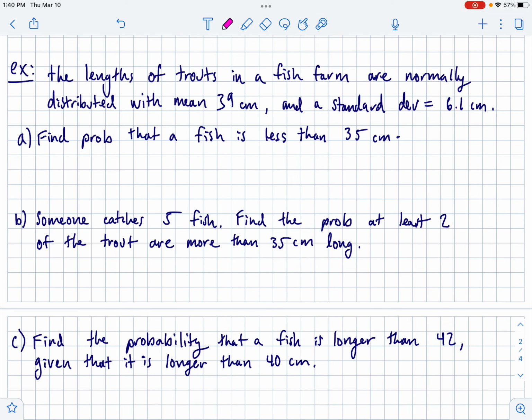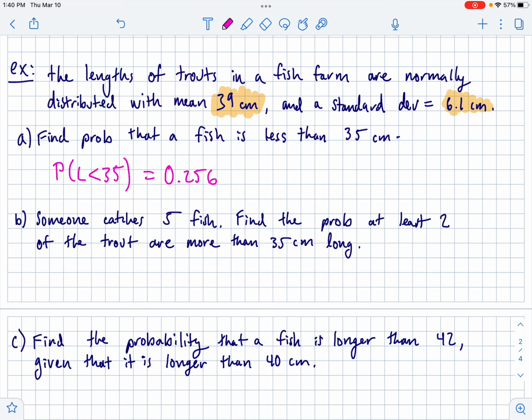Next problem. The lengths of trout in a fish farm are normally distributed with a mean of 39 centimeters and a standard deviation of 6.1. Remember, they should always give you those things with a normal distribution. Find the probability the fish is less than 35 centimeters. You would use normalcdf for that. We're just going to write probability of L is less than 35. Using your GDC is going to be 0.256. So use normalcdf for that.